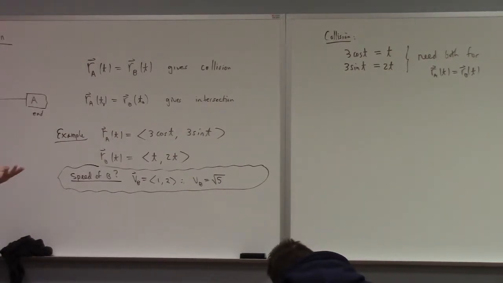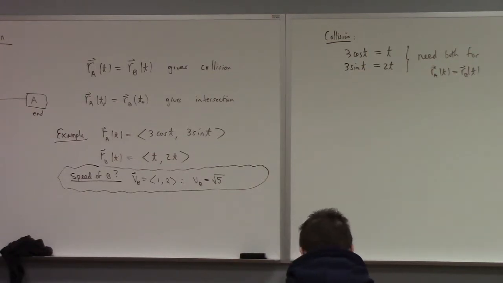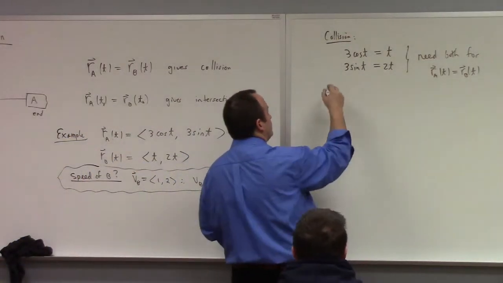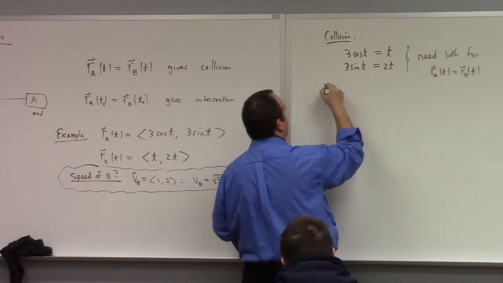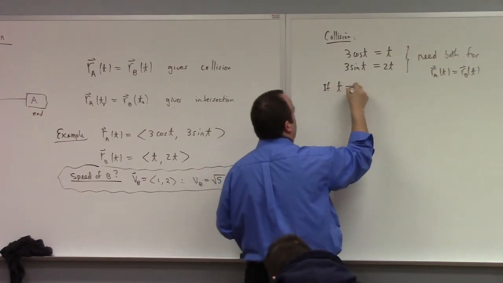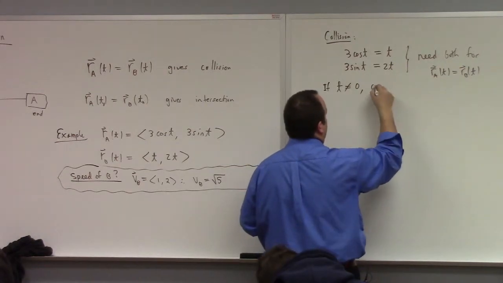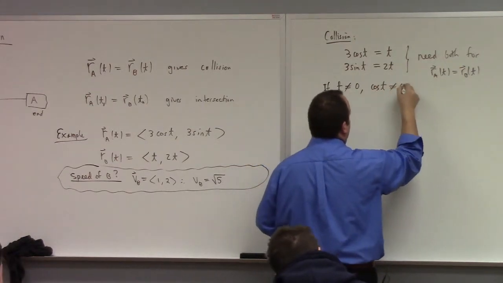Why is t equals 0 not a solution? t equals 0 solves the second equation, but not the first. Right? The first equation, if I put t equals 0 into it, I get 3 equals 0, which just isn't true. So t equals 0 is not the solution. So if t is not equal to 0, in fact, I need cosine of t not equal to 0.